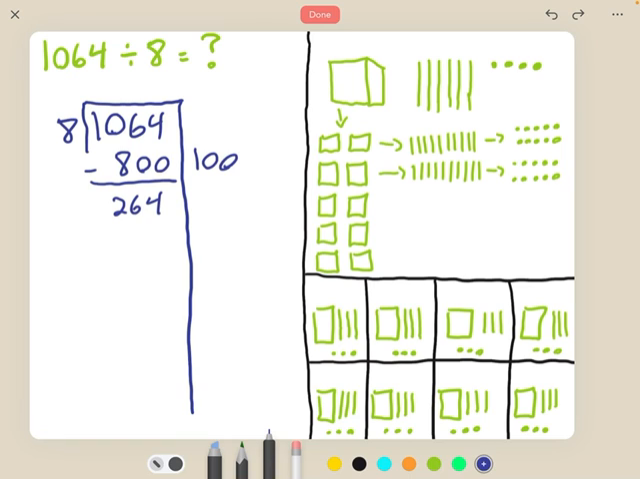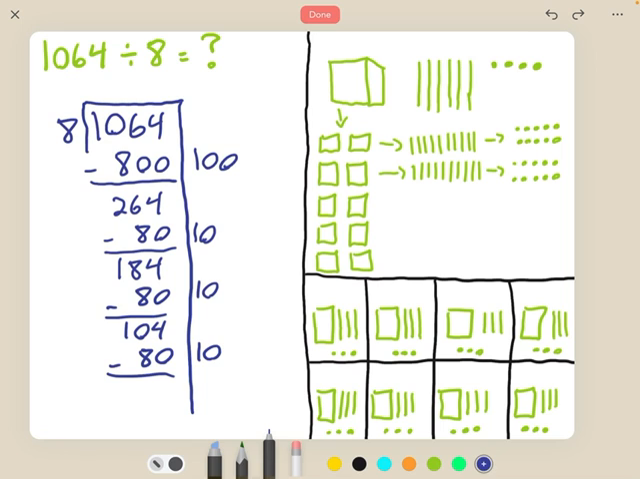Next thing I'm going to try is 10 groups of 8, because it's an easy multiplication fact that I know. 10 groups of 8 is 80, so I will subtract that, and it'll leave me with 184. And then I'm just going to do another 10 groups and get 80. And that's going to give me 104, and I think I'm going to do 10 groups one more time. So I'll be subtracting 104 and 80, which will give me 24.